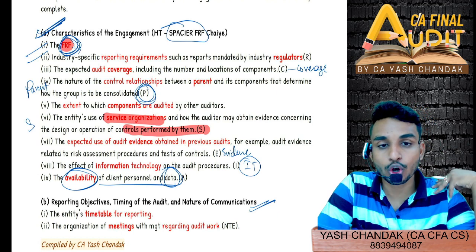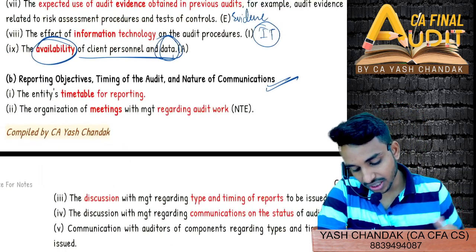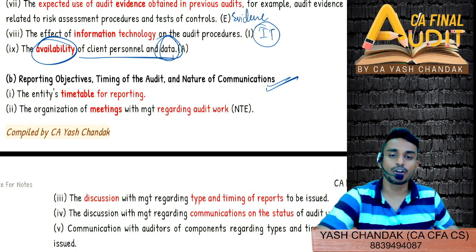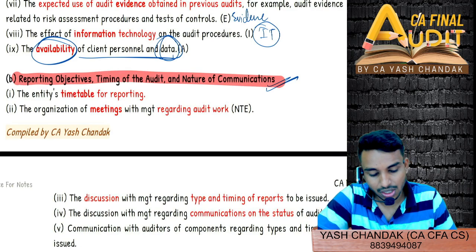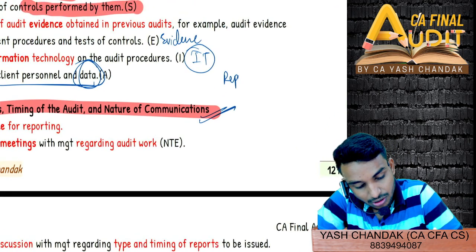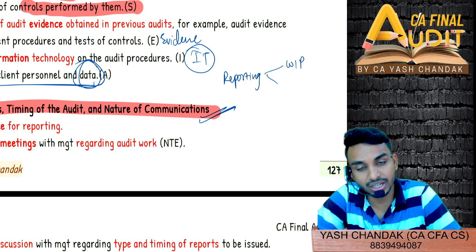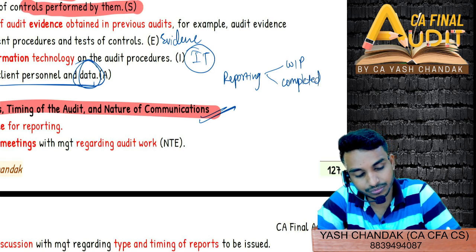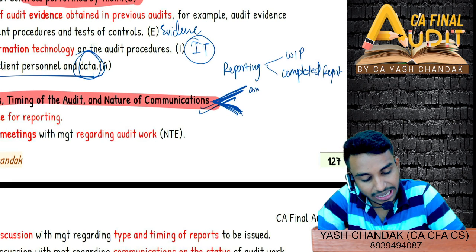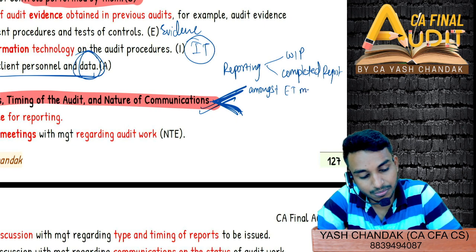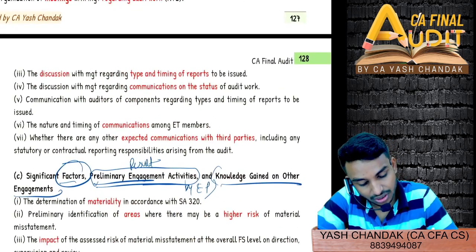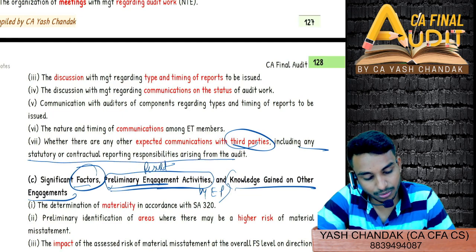From the first point of the overall audit strategy, now come to the second point of the overall audit strategy: reporting objectives, timing of the audit, nature of communication. So you can think of all the points pretty much from the heading itself. Reporting objective, you will see from the reporting, just divide it into WIP, that is work in progress, or completed reports. Similarly from communication, you can divide it into communication amongst engagement team members and communication amongst third parties, including any statutory contractual reporting responsibilities arising from the audit.